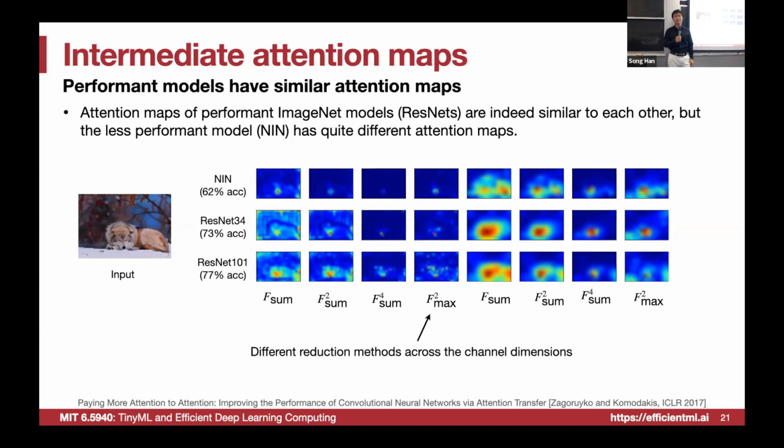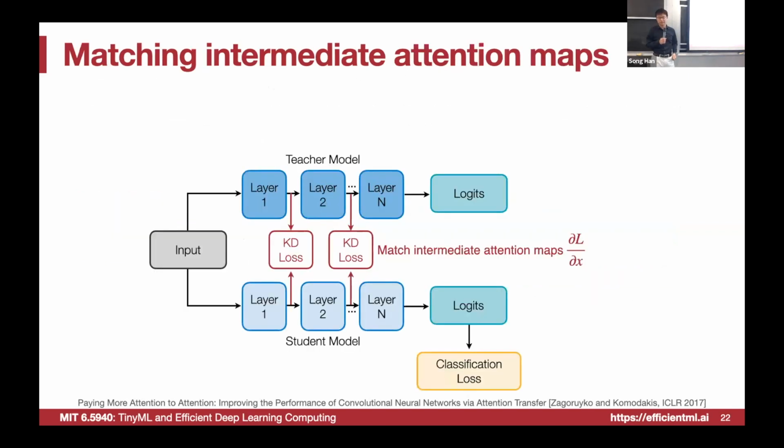No matter what you use as a reduction function, since you have to do the reduction across multiple channels. You can have 64 channels, but now you want to have only one map, then you need different methods to reduce them. You can sum different channels, sum the square, sum to the power 4, max, sum, etc. All kinds of functions. You can try to match different reduction approaches. So this is matching the intermediate attention maps. Calculate the gradient with respect to the feature map in layer 1 and in layer 2, and try to match this part.